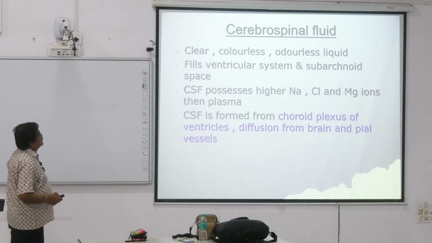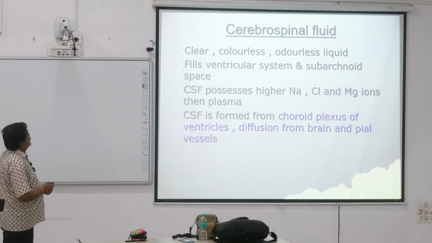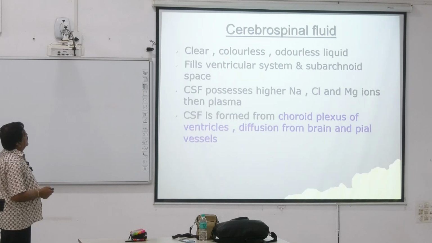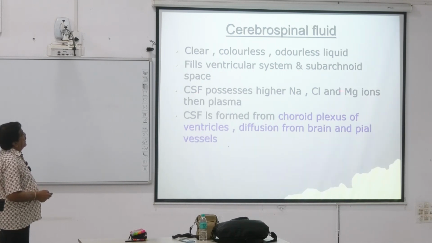Now, cerebrospinal fluid: a clear, colorless, odorless liquid that fills the ventricular system and subarachnoid space. CSF possesses higher sodium, chloride and magnesium ions than plasma. CSF is formed from the choroid plexus of the ventricles and by diffusion from the brain and pial vessels.